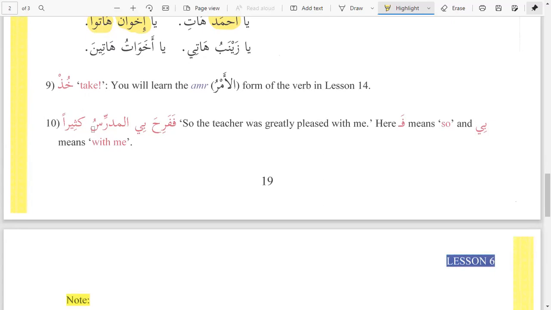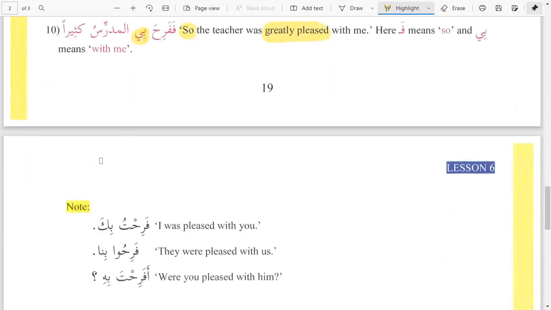Fafariha bil mudarrisu kasiran. So the teacher was greatly pleased with me. Fa means so. Fariha means greatly pleased. Here fa means so and bi means with me. We will learn more about this.